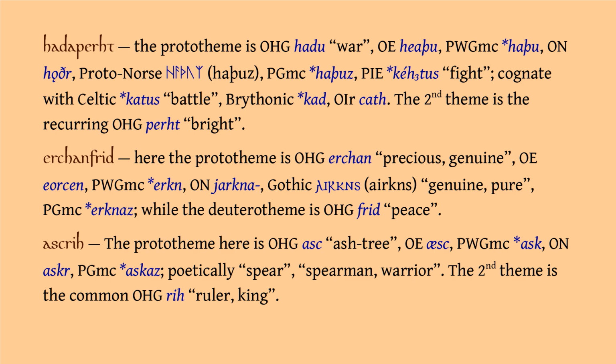Erkenfried. Here the proto-theme is Old High German Erkan, precious, genuine, Old English Erchen, Proto-West Germanic Erken, Old Norse Yarkna, Gothic Erkens, genuine, pure, Proto-Germanic Erknas, while the deuterotheme is Old High German Frid, peace. Askri. The proto-theme here is Old High German Ask, ash tree, Old English Ash, Proto-West Germanic Ask, Old Norse Asker, Proto-Germanic Askers, poetically, spear, spearman, warrior. The second theme is the common Old High German Reich, ruler, king.